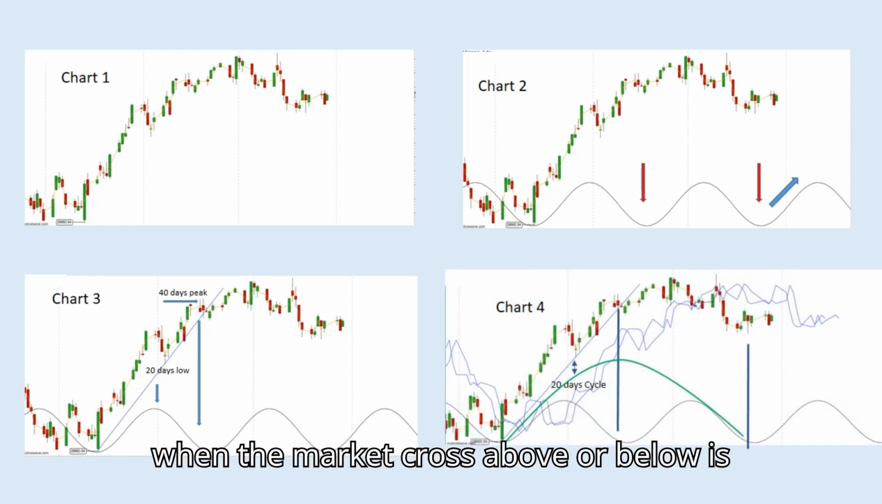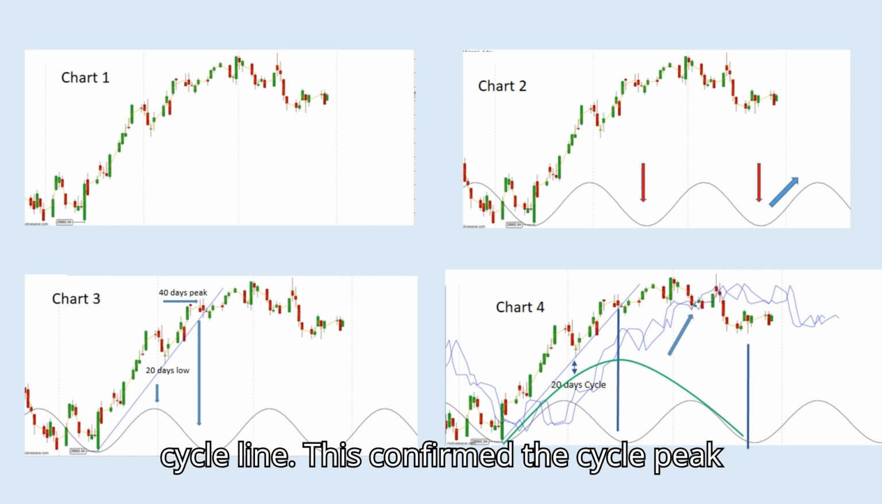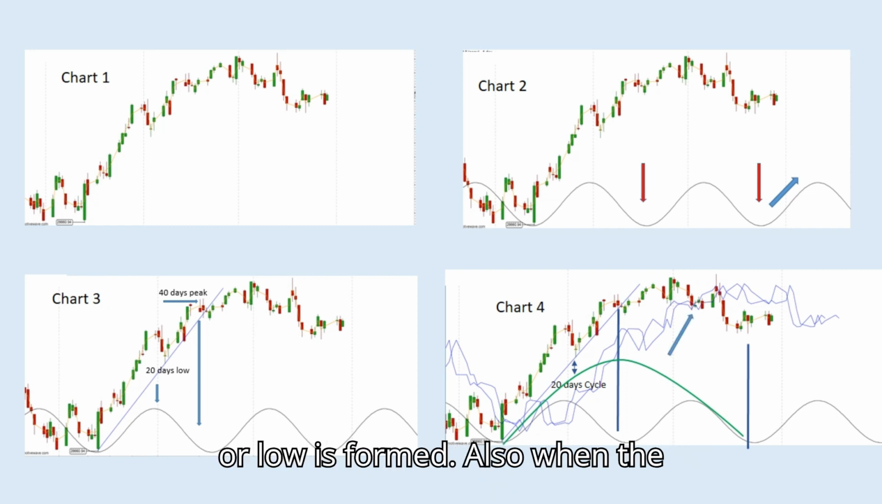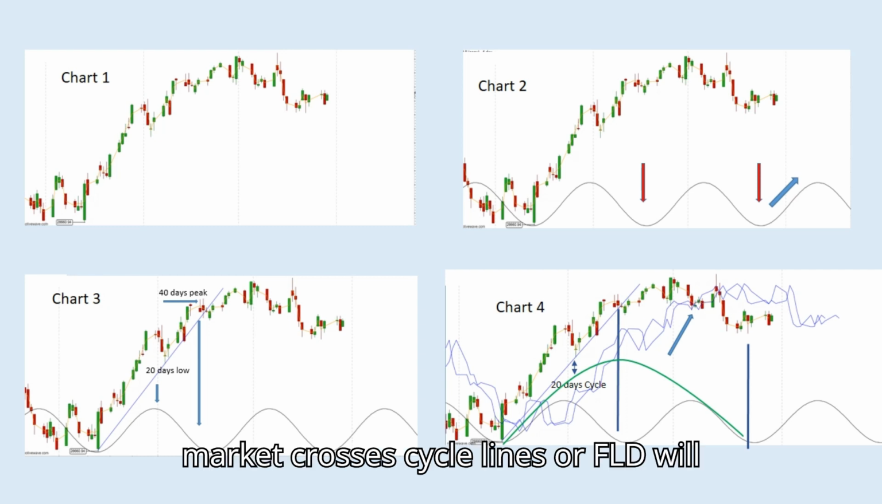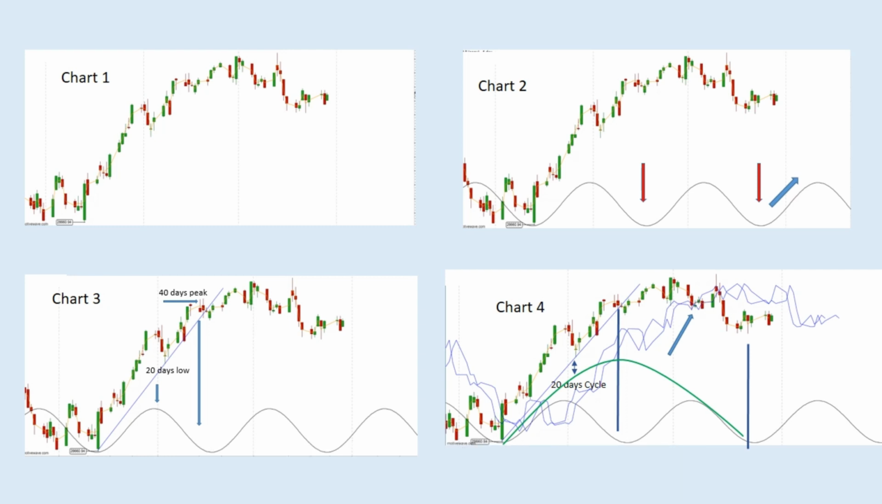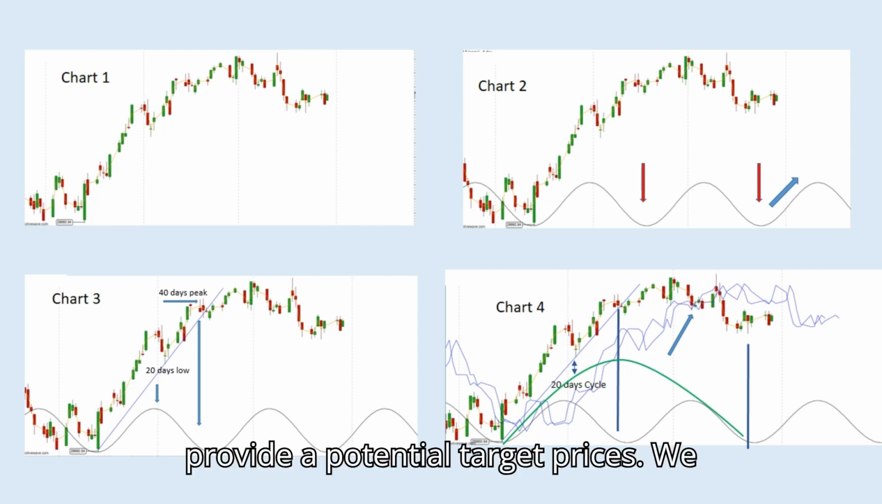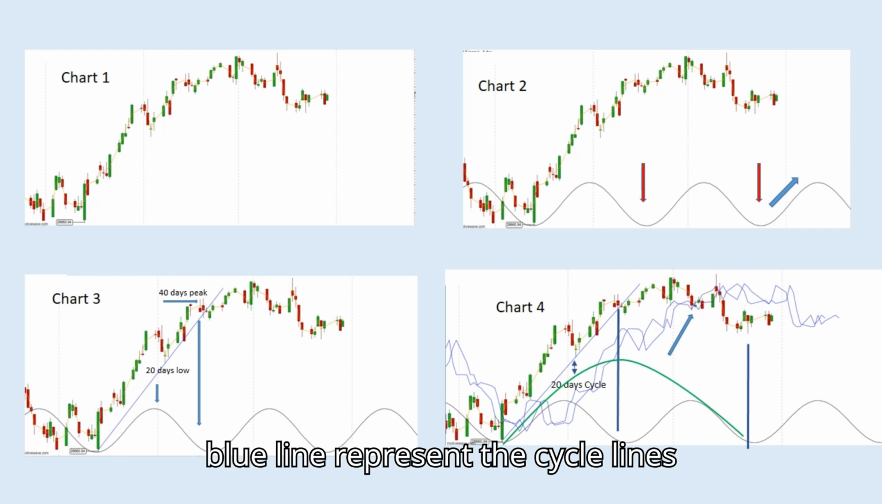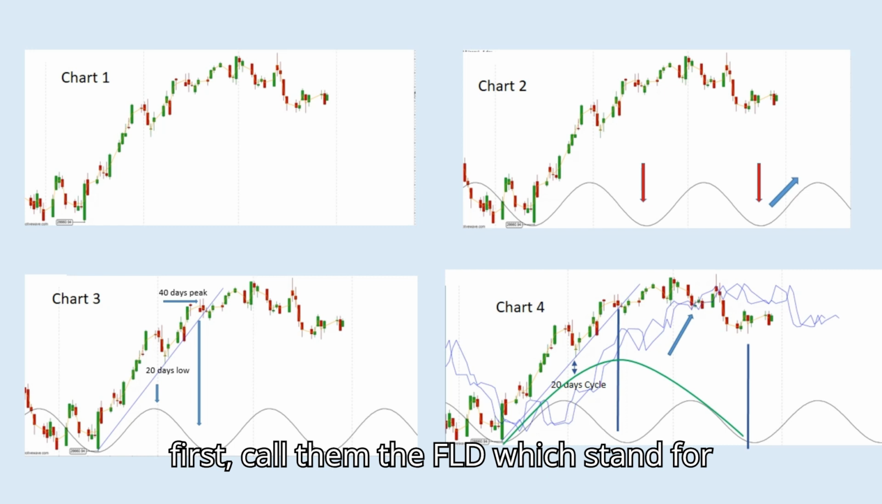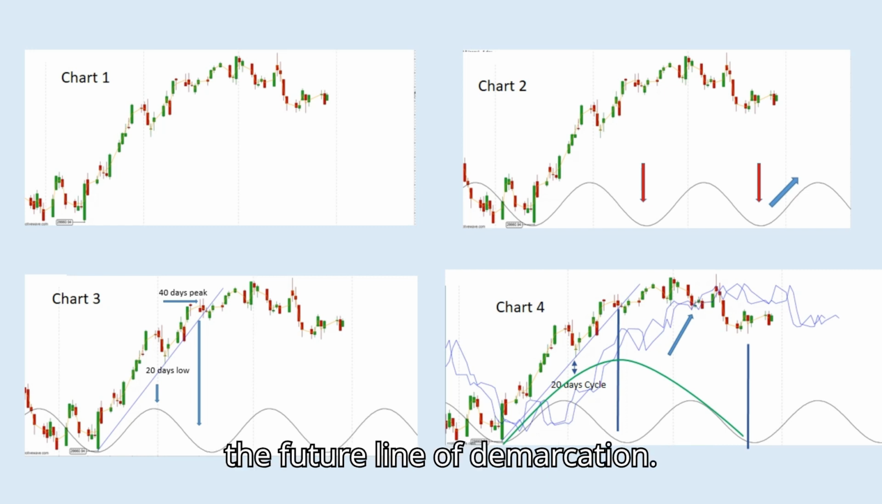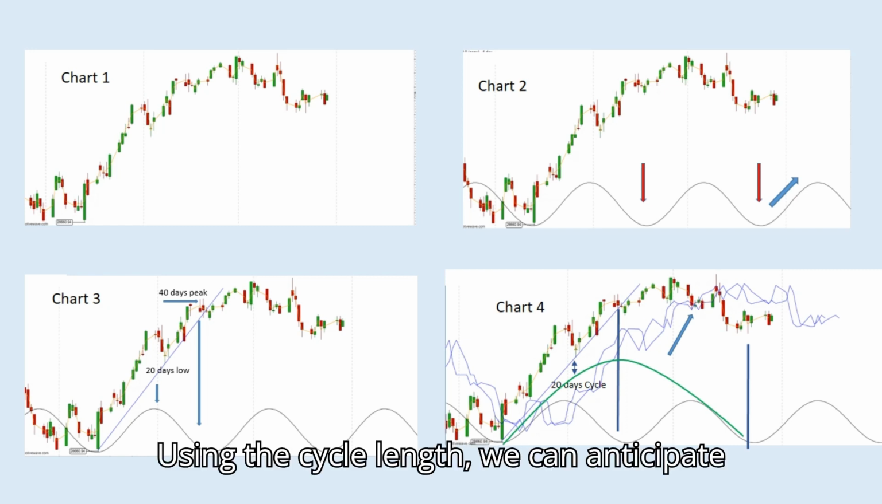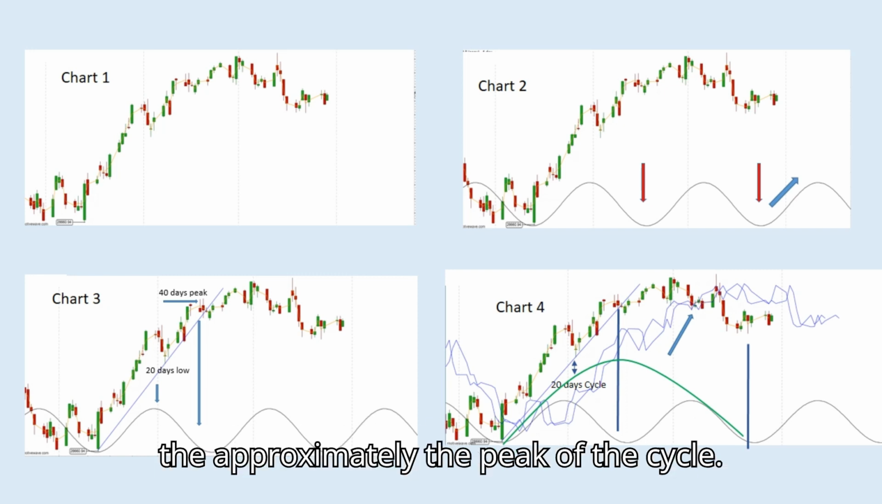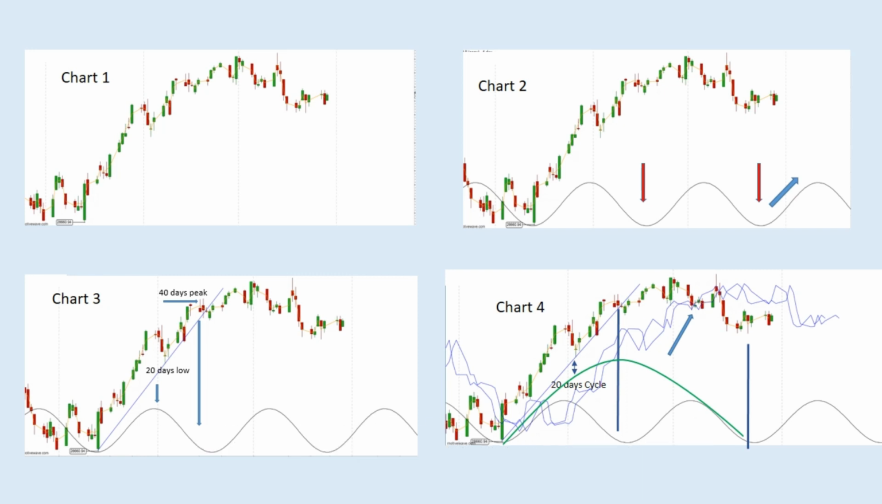When the market crosses above or below its cycle line, this confirms the cycle peak or low is formed. Also, when the market crosses cycle lines, or FLD, it will provide potential target prices, we will see this in the next video. The blue line represents the cycle line, which Hurst called the FLD, which stands for the future line of demarcation. Using the cycle length, we can anticipate approximately the peak of the cycle.